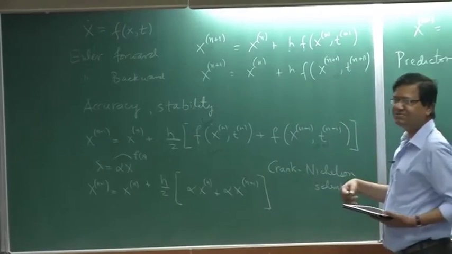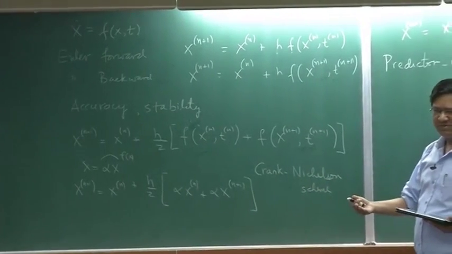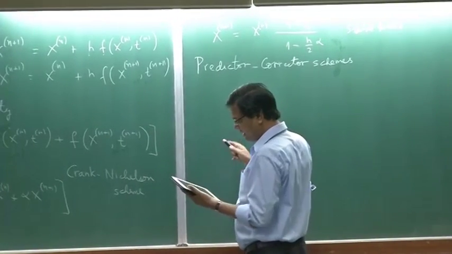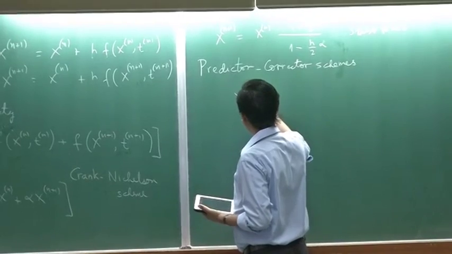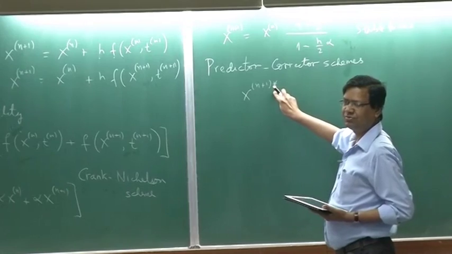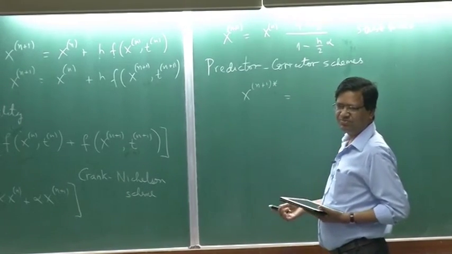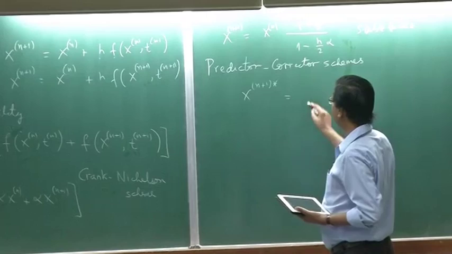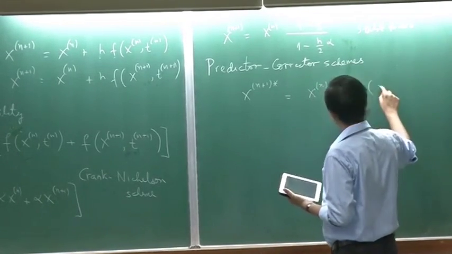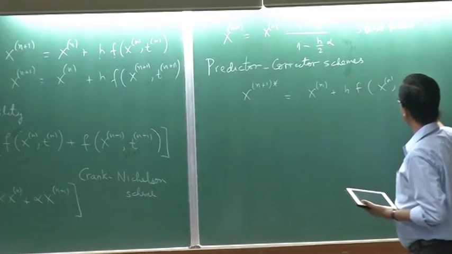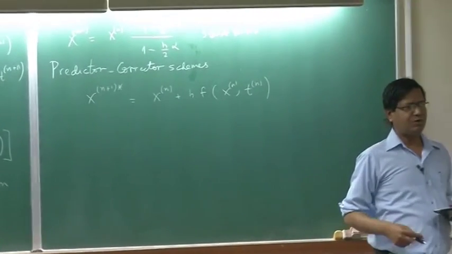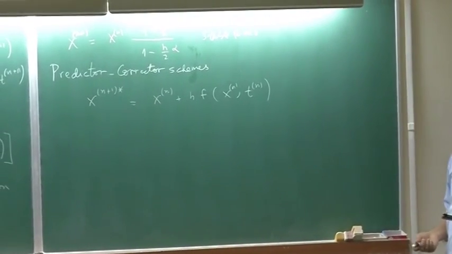So what we do is I first predict. That won't be the exact value, but I predict x(n+1), and I call it x star. So it is a predicted value by the Euler scheme. Just use the Euler scheme to predict. So it is going to be x_n plus h f(x_n, t_n). So I made a prediction. What is the x star?